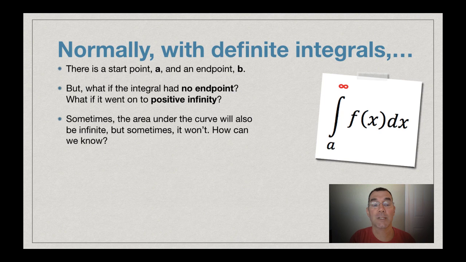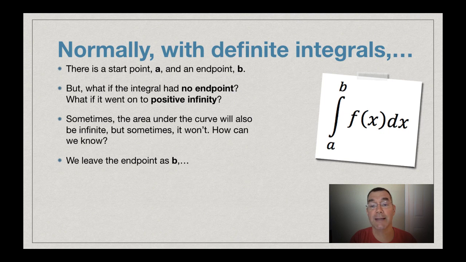So what's going to happen is, remember, that integral represents the area under f of x. So sometimes that area will be infinite. It'll go on forever as well, but sometimes it'll actually converge and be a number. So how do we know which is the case?